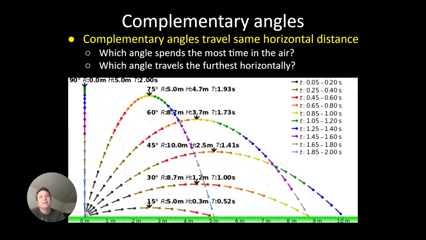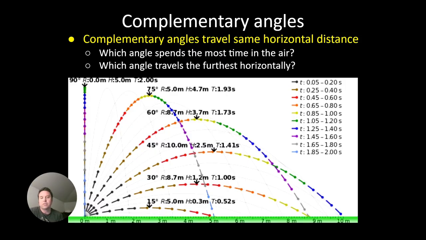Complementary angle. This is just a crazy picture showing what happens, and then we'll answer those 2 questions as a little practice here. Here's 15 and 75. Sorry, this is a mess. But here's 75. It goes all the way to where 15 lands because they have the same range, they're complements. They add up to 90 degrees.